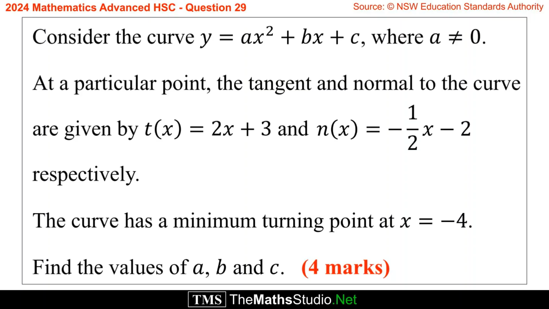Question 29. Consider the curve y equals ax squared plus bx plus c, where a does not equal 0. At a particular point, the tangent and normal to the curve are given by t of x equals 2x plus 3 and n of x equals negative 1 over 2 times x minus 2 respectively. The curve has a minimum turning point at x equals negative 4. Find the values of a, b and c.